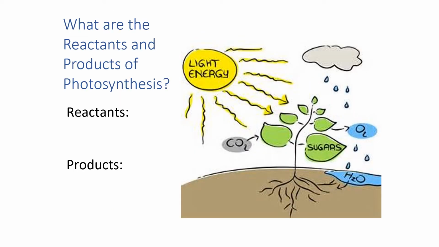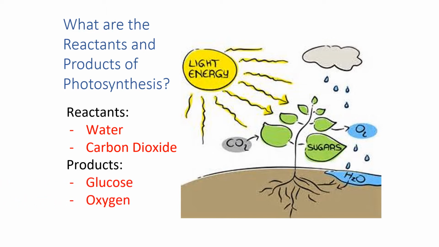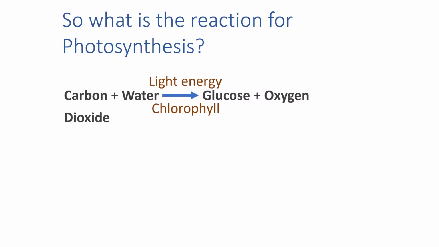What are the reactants and the products of photosynthesis? The reactants of photosynthesis, or the raw material of photosynthesis, are water and carbon dioxide, and the products are glucose and oxygen. Let's take a look at the reaction now. The reaction of photosynthesis: carbon dioxide plus water produces glucose and oxygen.